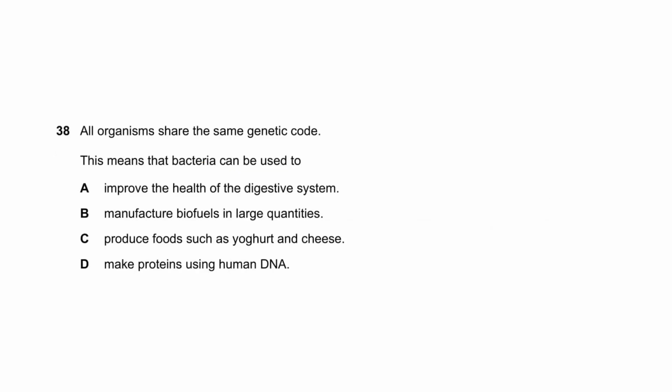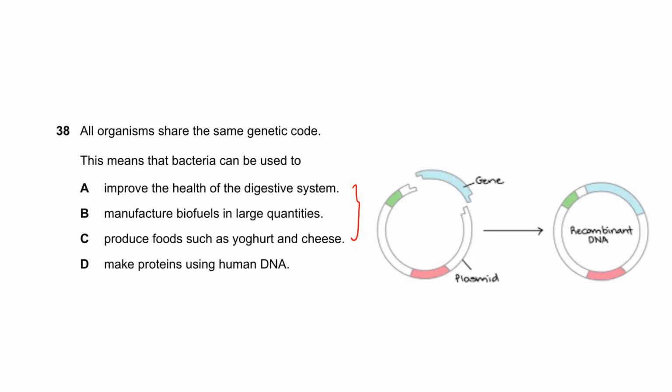Question 38 says all organisms share the same genetic code. This means that the bacteria can be used too. Now the bacteria can be used for all the first three options, however, organisms sharing the same genetic code is not essential for these uses. But in DNA cloning, in which the gene of a human is inserted into the plasmid of a bacteria, it's important that they share the same genetic code, and so the answer is D.